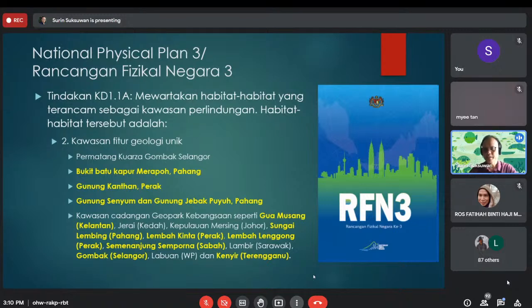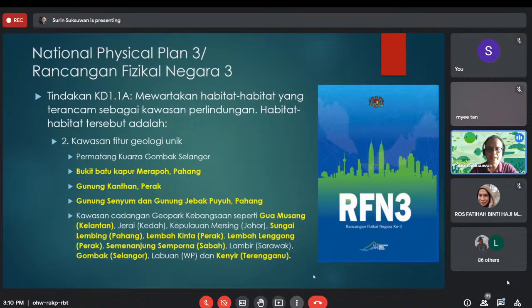Another very significant policy document in Peninsular Malaysia is the Rancangan Fizikal Negara 3 or National Physical Plan 3, right? So there are many action plans within that document, but the one that is relevant to limestone hills is Tindakan KD 1.1A. Don't ask me how they do all this coding of the action plans, but basically that tindakan is about mewartakan habitat yang terancam sebagai kawasan perlindungan. It's similar to what is captured in the National Biodiversity Policy earlier. So basically it's about the gazettement of threatened habitats as protected areas.